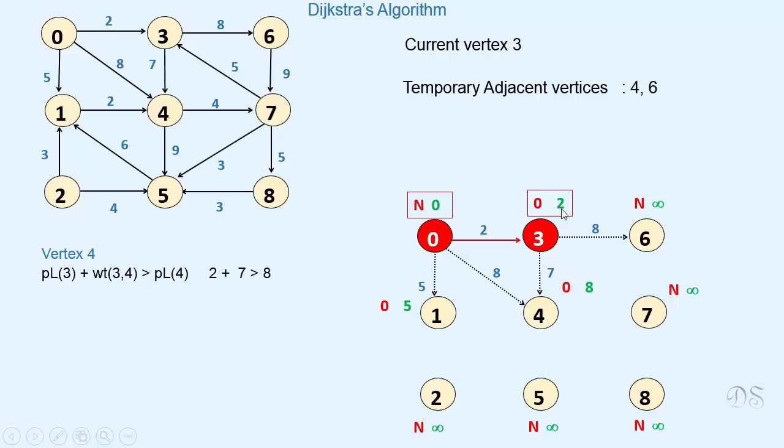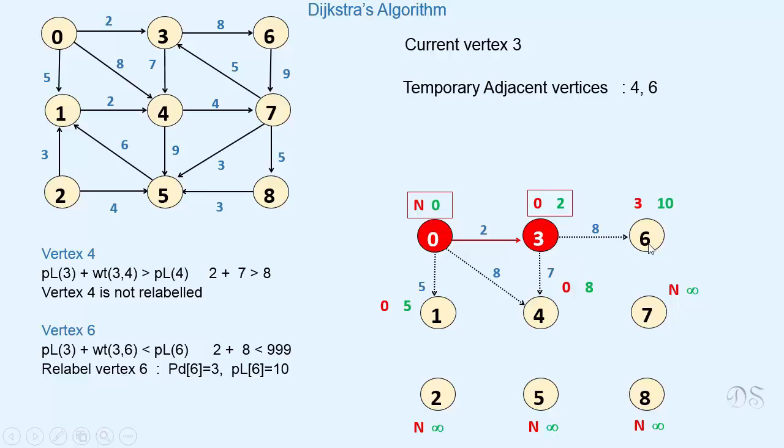Now path length of 3 plus weight on this edge is greater than path length of 4. So there is no need to relabel this vertex 4 because we already have a path from 0 to 4 which is of length 8 and using this 3 we get a path of length 9. So there is no need to relabel this vertex 4. Next we take this vertex 6. Path length of 3 plus weight on this edge is less than path length of 6. So it will be relabeled.